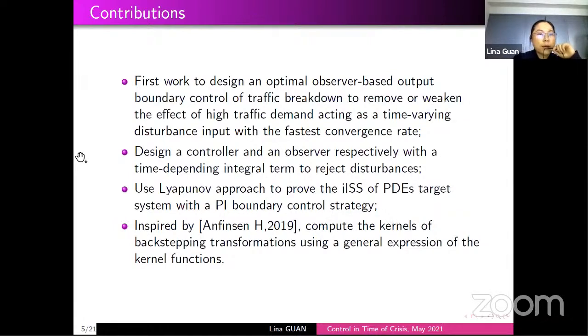This part is about the contributions of this work. It's the first work to design an optimal observer-based output feedback control of the traffic breakdown to remove the weakened effect of high traffic demand, where the traffic demand acts as a time-varying disturbance input, at the fastest convergence rate. We design a controller and an observer respectively with a time-dependent integral term to reject the disturbance.